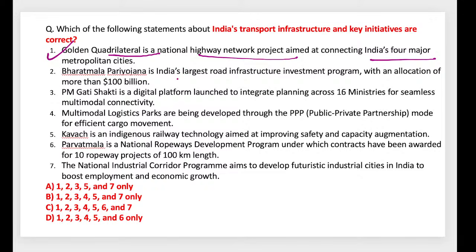Bharatmala Pariyojana is India's largest road infrastructure investment program with an allocation of 100 billion. 100% true. ठीक है, infrastructure के लिए. PM Gati Shakti is a digital platform launched to integrate planning across 16 ministries for seamless multimodal connectivity. ठीक है, this is also true I guess.